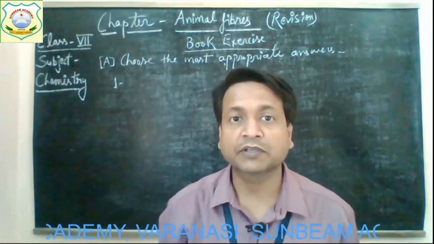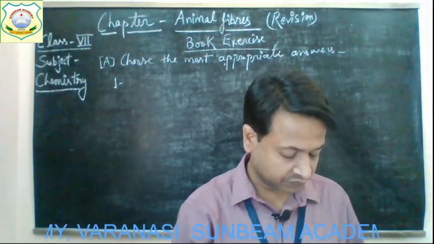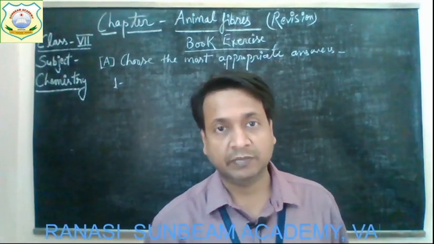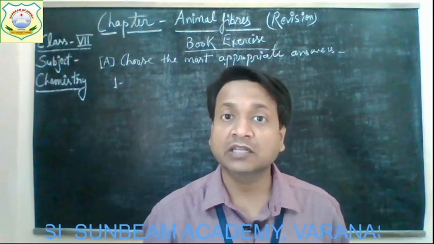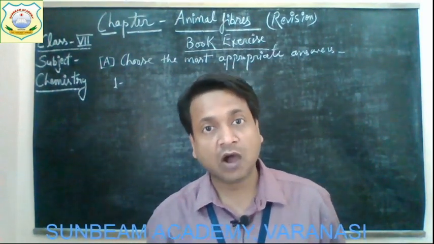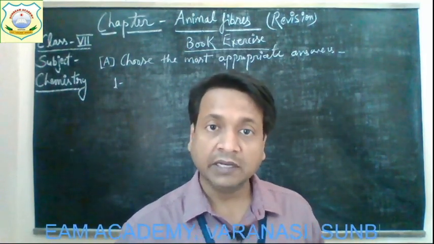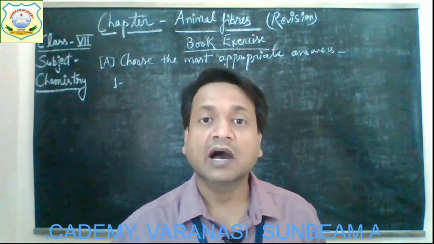In the first question, choose the most appropriate answer: which of these is not an animal fiber? Understood, children? Which of these is not an animal fiber? And the four options are given. The first one, wool. Second one, silk. Third one, jute. And the fourth one, angora.